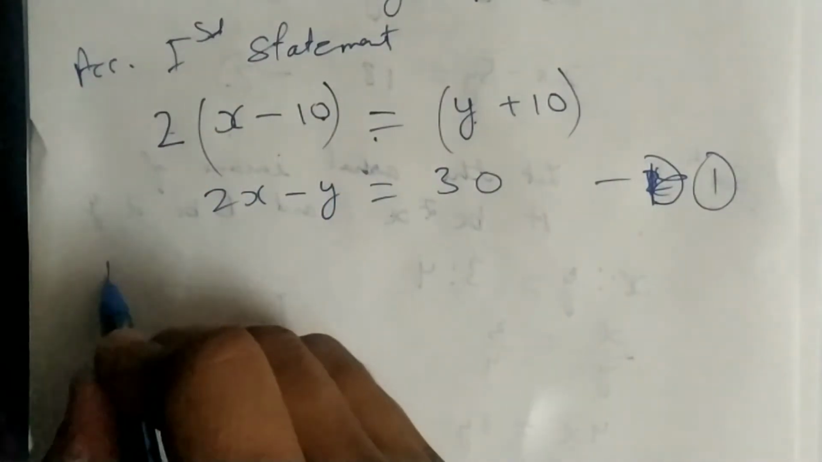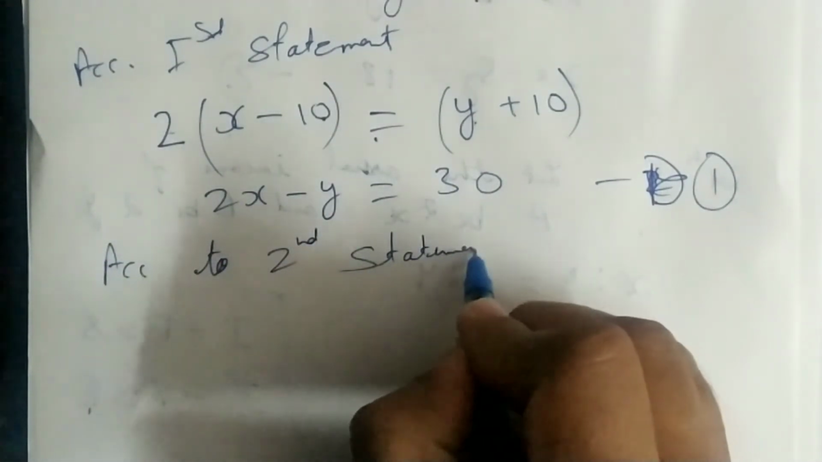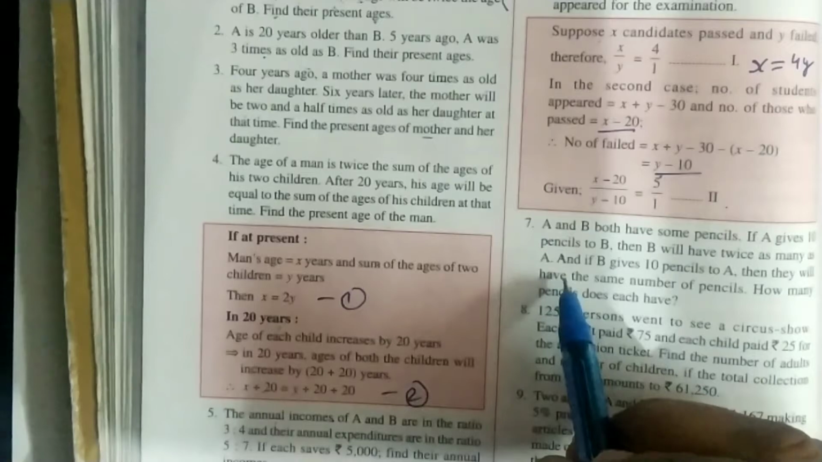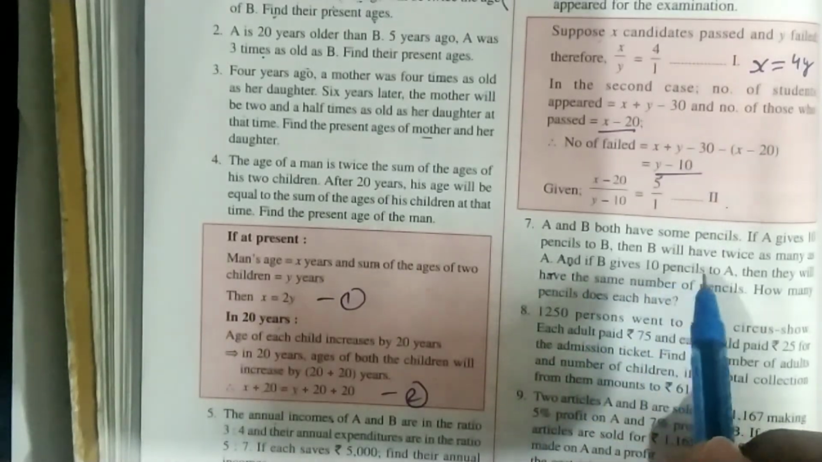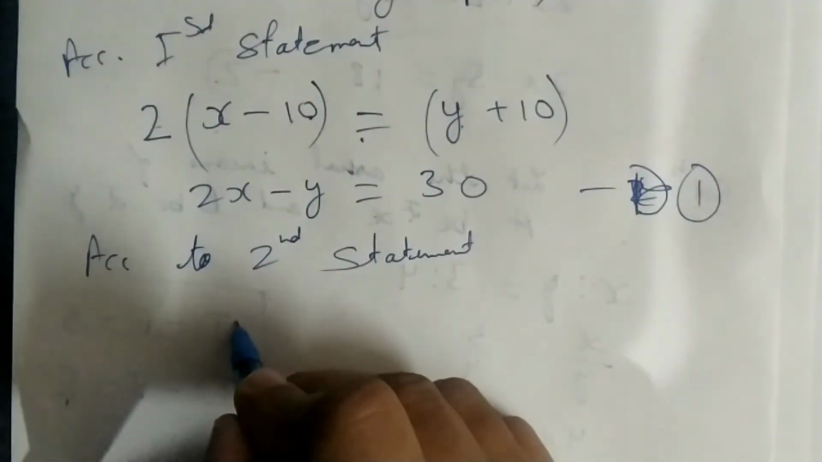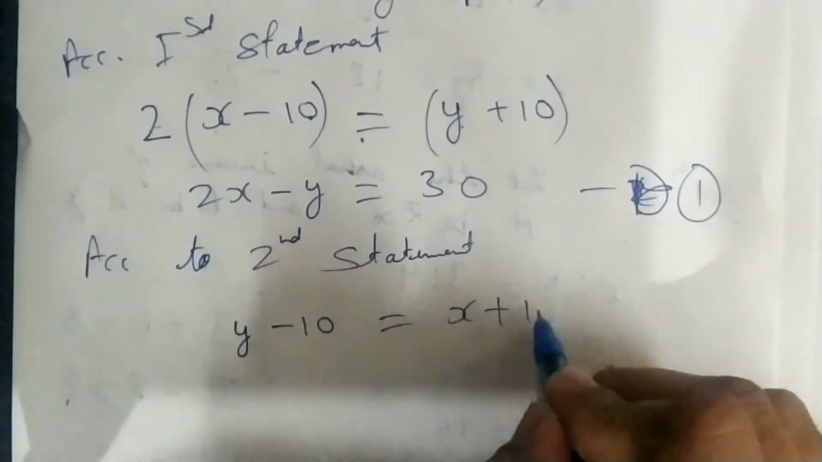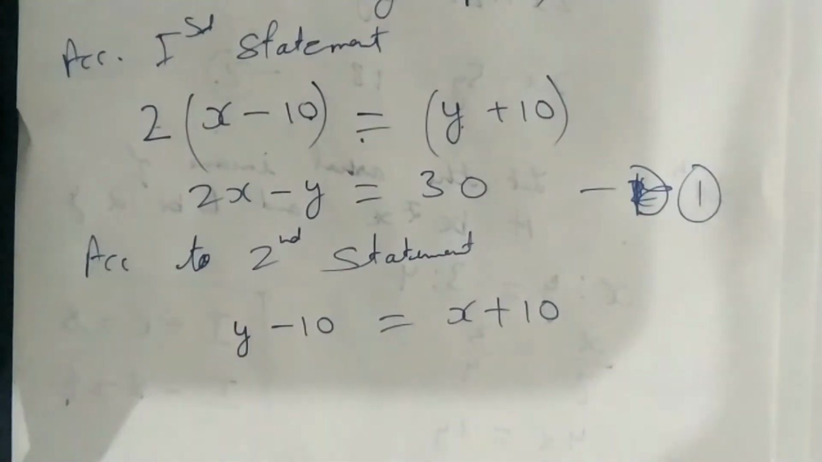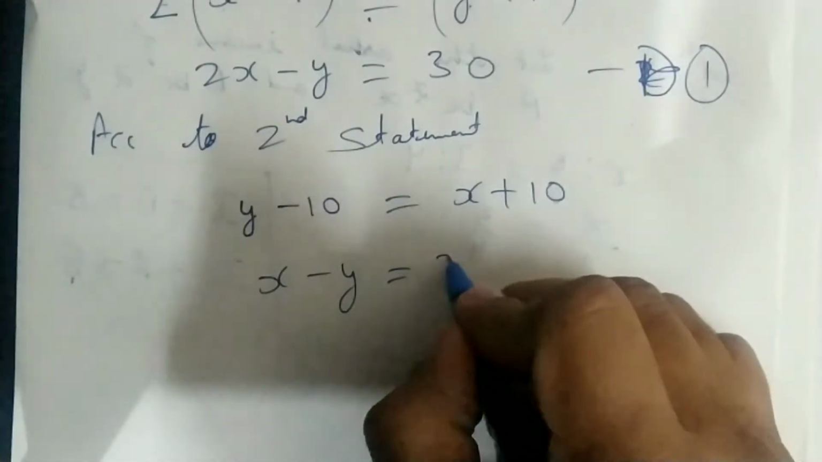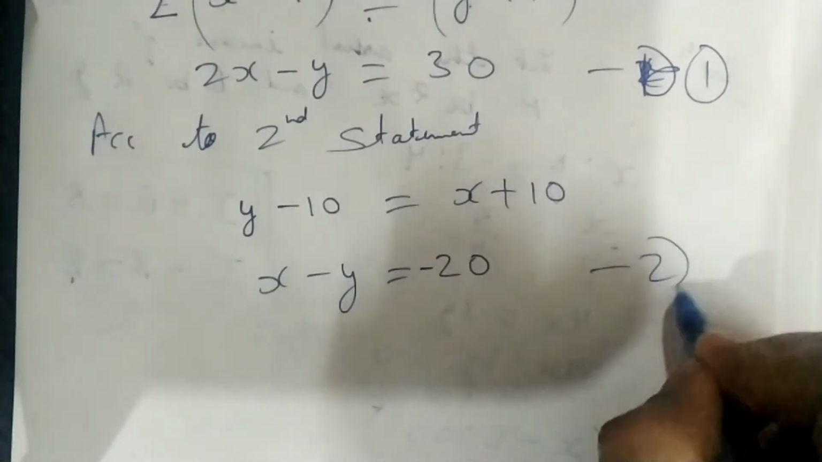Now according to the second statement, if B gives 10 pencils to A, they will have the same number of pencils. If B gave 10 pencils to A, B is having Y minus 10, and A is having X plus 10, now they are having the same number of pencils. From here we can obtain one more equation. So x minus y is equal to minus 20. So this is our equation number second.